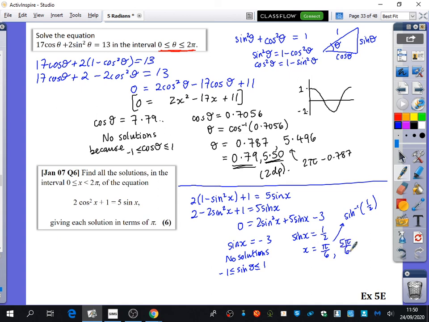The range it wants for your answers is between 0 and 2 pi. So is there any point in adding 2 pi to either of these? No, there's no point in adding this. This one we got by doing pi minus pi over 6. So we have just these two answers here and here.